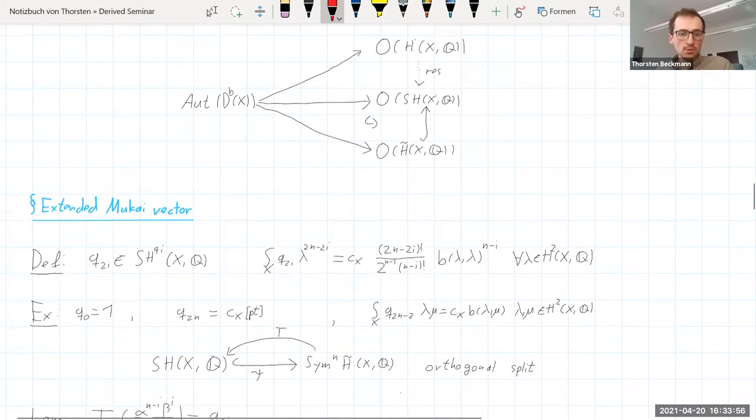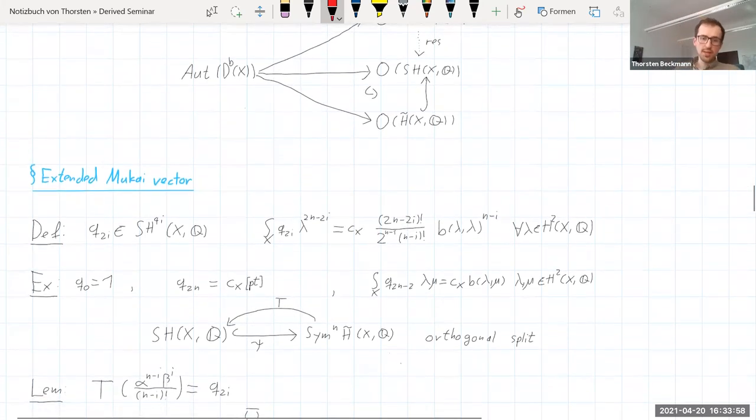And then the following holds, which is also a way to think about the extended Mukai lattice. Namely, if we take the orthogonal projection T of these elements alpha to the n minus i and beta to the i, then up to some factor, this class is a multiple of powers of the Beauville-Bogomolov form. And also, how one can prove this, or how you think of this, I will quickly go over.